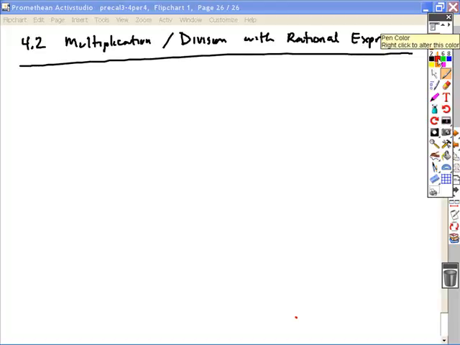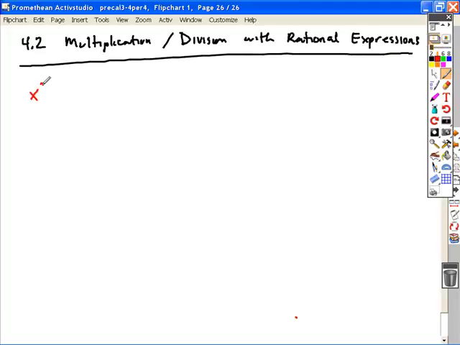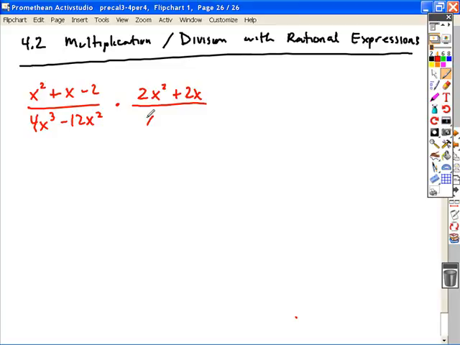Talk about multiplying and dividing rational expressions. We'll go through several examples of it and talk about the process. The first will be multiplication, a little bit easier. And really there's three basic steps for this.